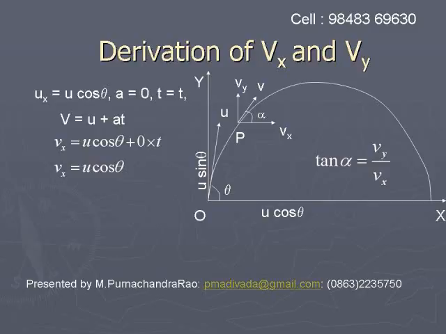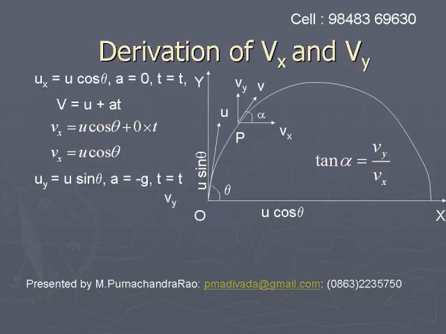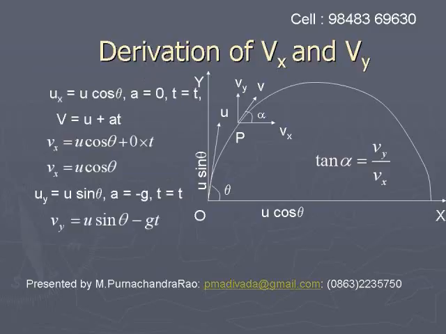To find the vertical component of velocity, uy, the initial velocity, is u sin theta, acceleration a is equal to minus g, time t is equal to t, and final velocity is Vy. So substituting these values in the relation v is equal to u plus at, we will get Vy is equal to u sin theta minus gt.